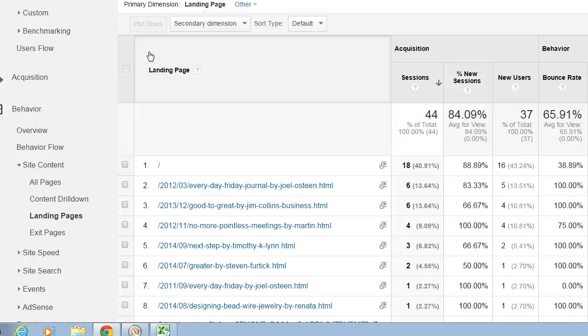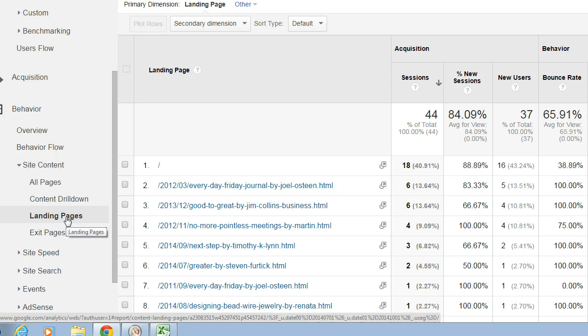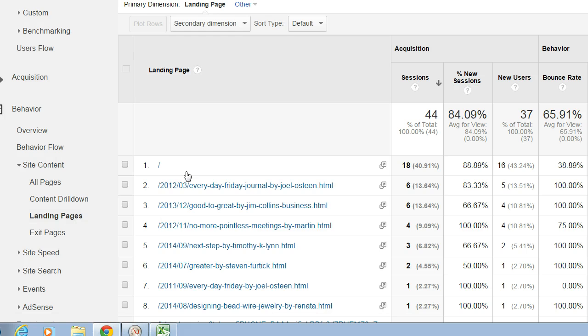To view the landing pages for your site, you want to log into Google Analytics, go to Behavior, and then Site Content, and then Landing Pages. And you can see over here for a book blog, this shows some of the pages that somebody landed on.